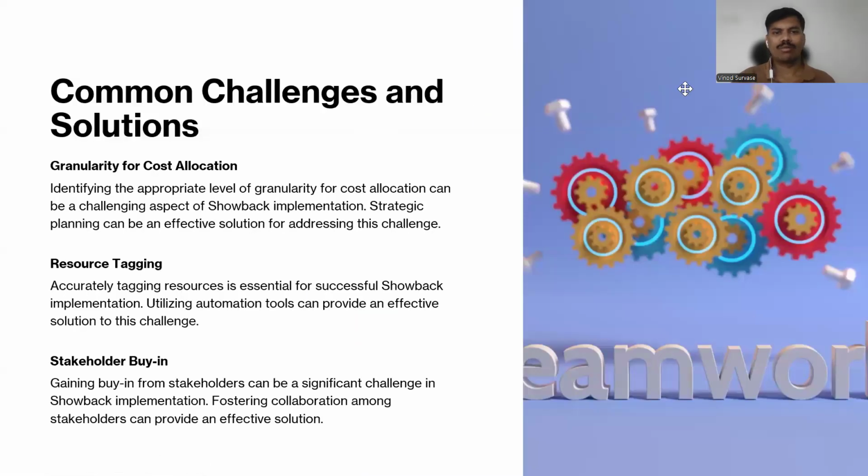And here are some common challenges and solutions that we can also talk about, right? So the first is granularity for cost allocation, resource tagging, and stakeholder buy-in. So the first is going to be allocate the cost, right, and identify the cost allocation as well. And then based on that, we can do strategic planning, right? And then we can implement effective solutions to address those challenges, right?